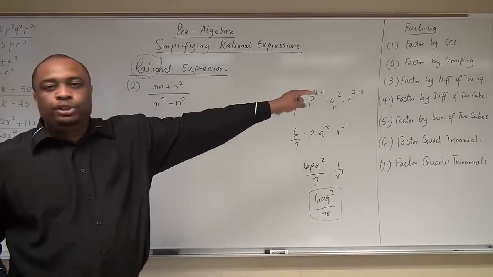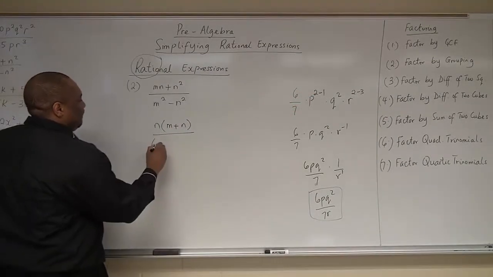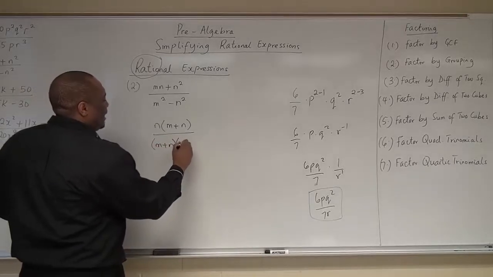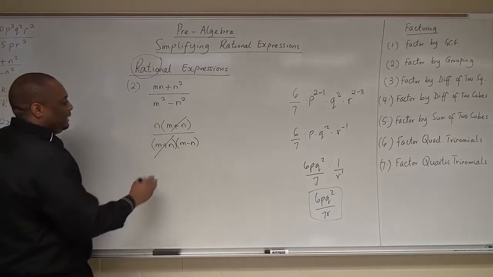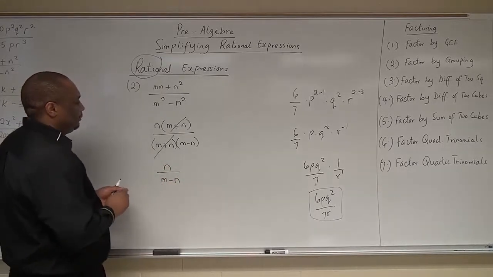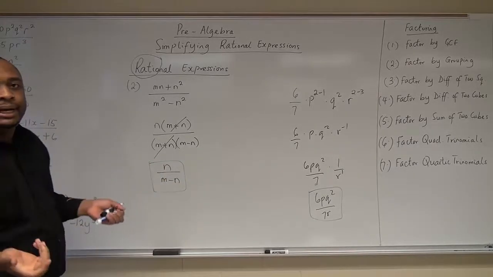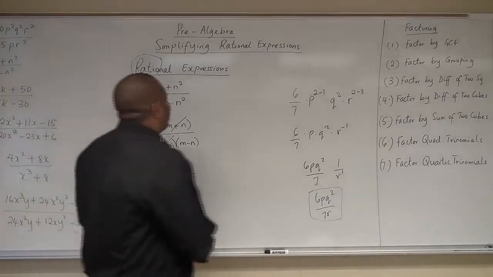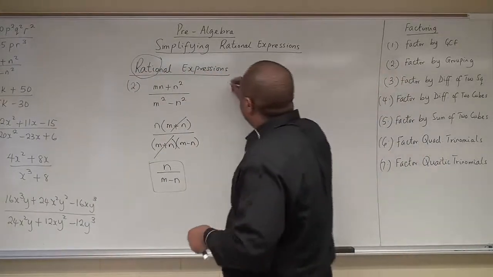This is the difference of 2 squares. And with difference of 2 squares, it is m plus n times m minus n. So this will cross out, and the answer becomes n over m minus n. And this becomes your answer: n over m minus n. That is question 2. We do question 3.